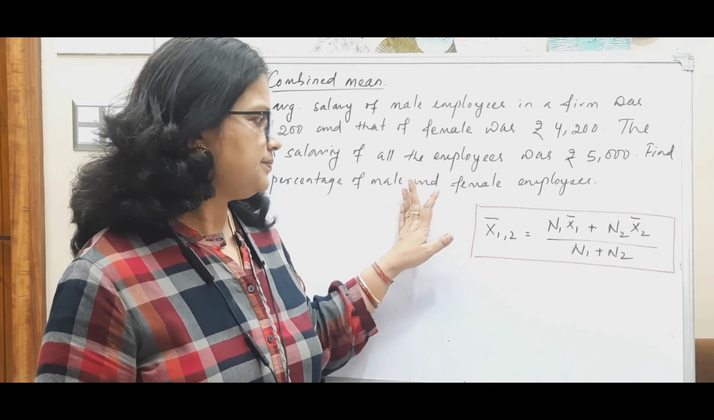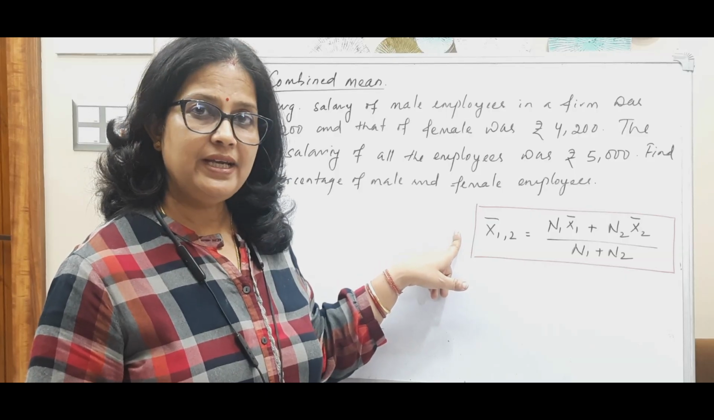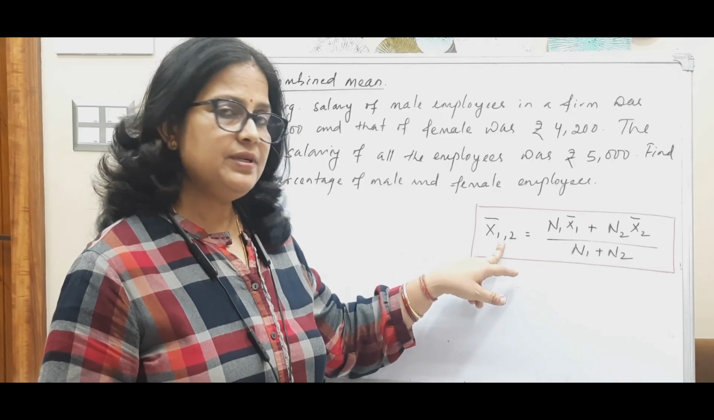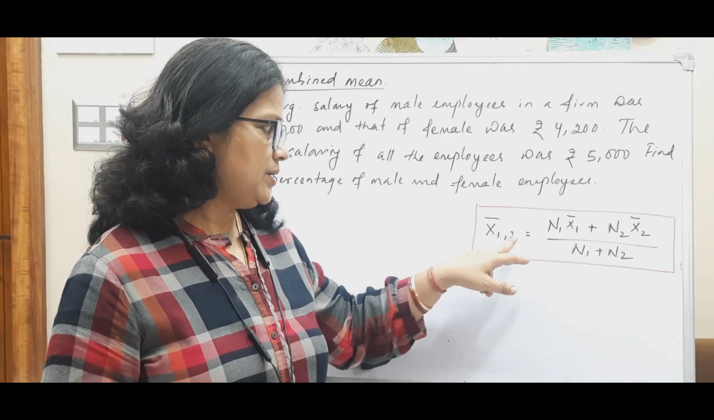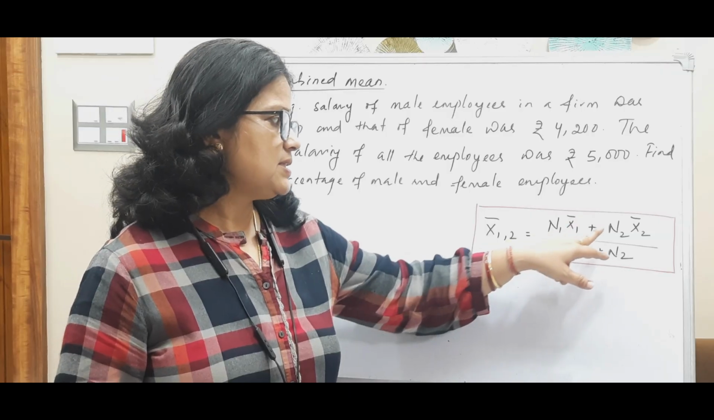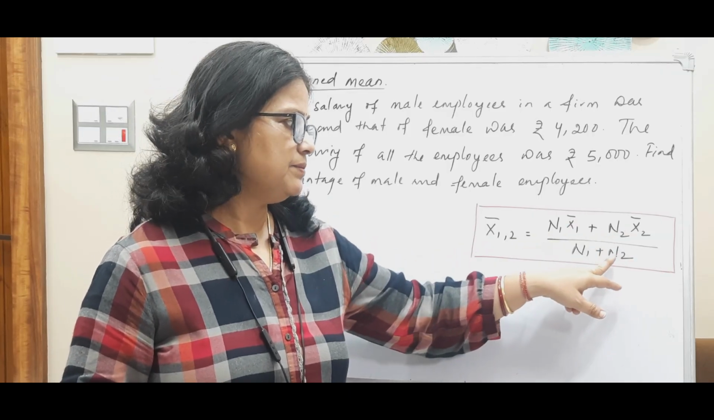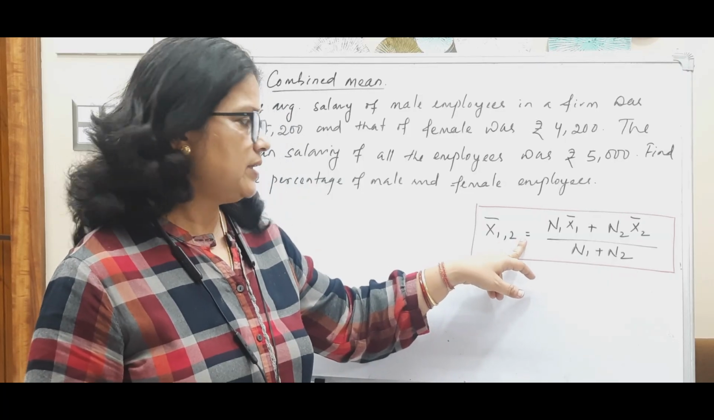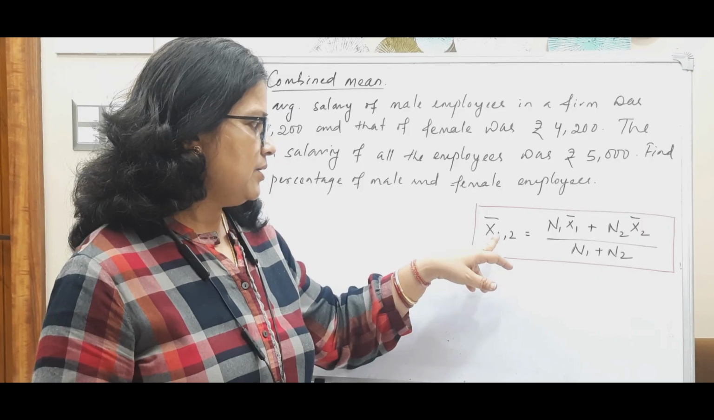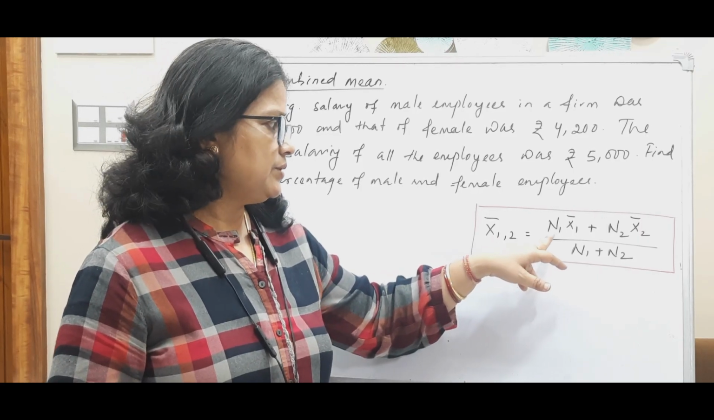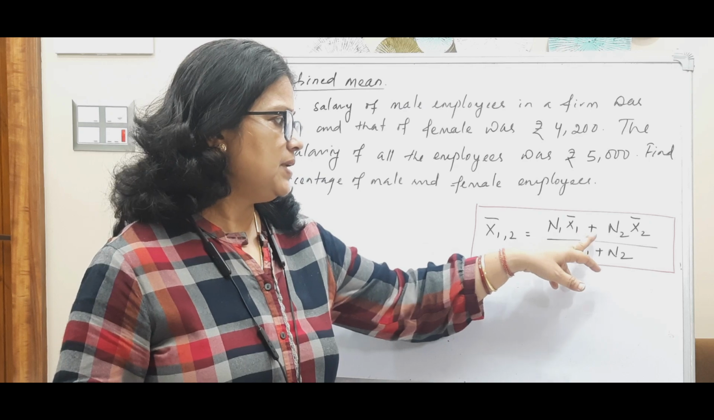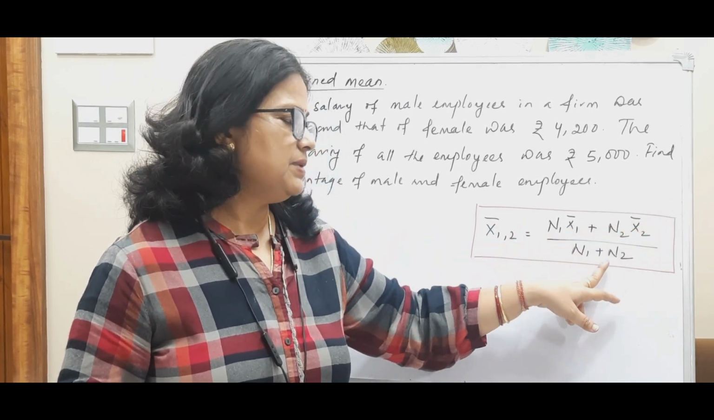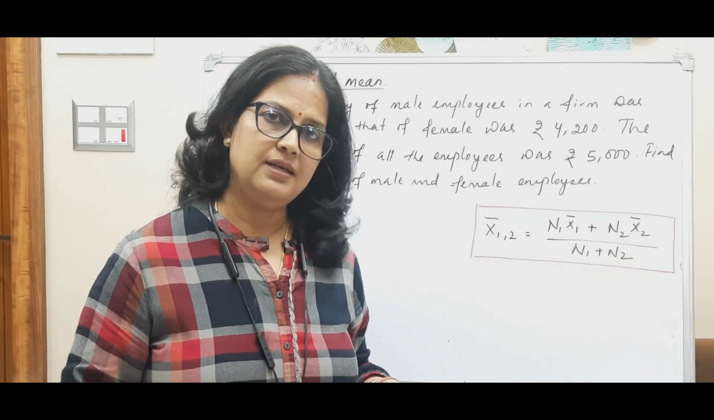Let us start. So the formula to find combined mean is x bar 1,2. If it is 2 series, you can write x bar 1,2 equal to n1 x1 bar plus n2 x2 bar divided by n1 plus n2. If 3 series will be there, accordingly we can write x bar 1,2,3 equal to n1 x1 bar plus n2 x2 bar plus n3 x3 bar divided by n1 plus n2 plus n3, like this.